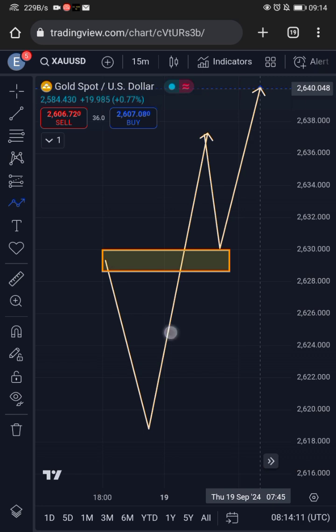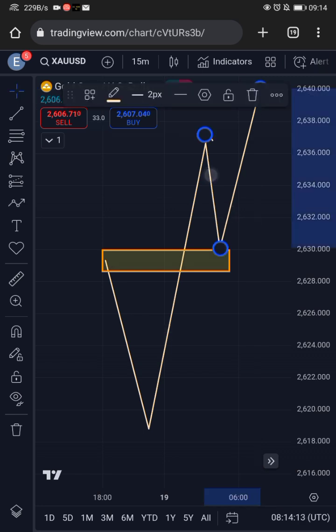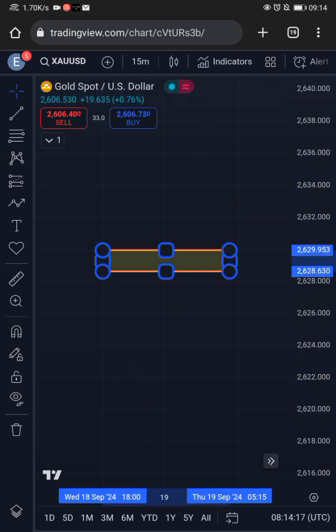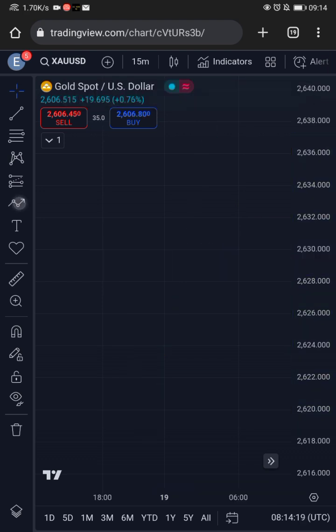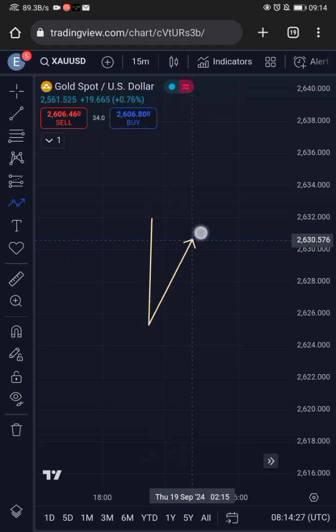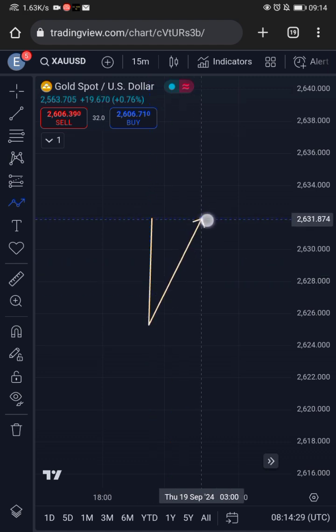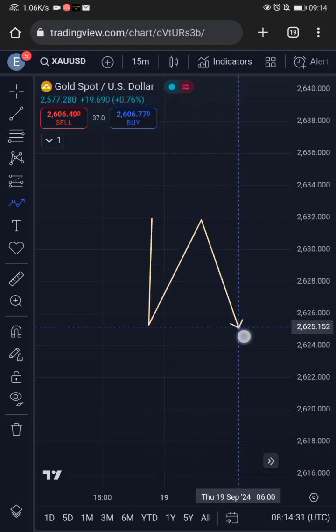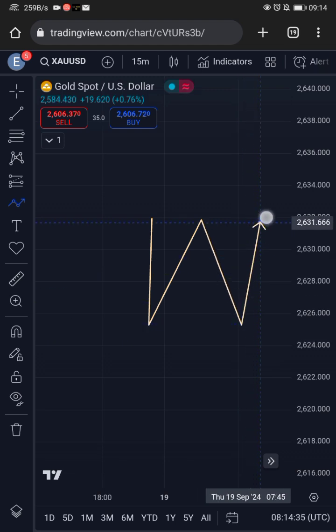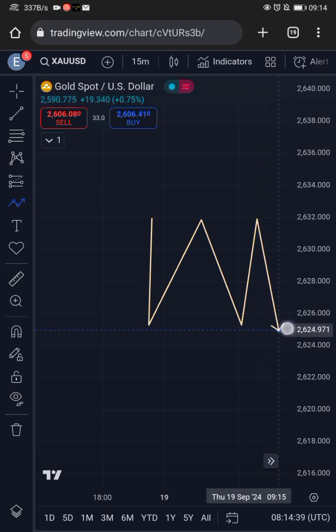So let's look for other types of market structure. We have another one like this. We have something like this again. It's not breaking to the upside, it's not breaking to the downside. The market will just be in a range. This one is called a sideways market.